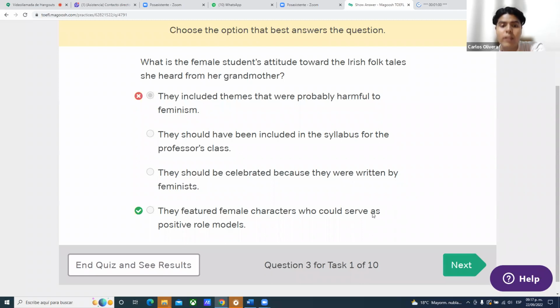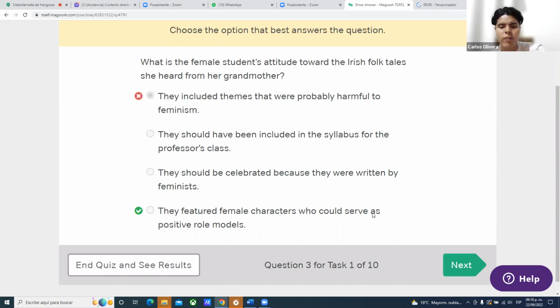Nonetheless, that they included themes that were harmful to feminism is not something that she particularly claims, right? This is actually something that the professor, I think, suggests that she could discuss, things that are harmful to feminism. I think that is something he mentioned at the end, but this is not what she says, right? It's different because what the professor suggests is different to the female student's attitude towards the Irish folk tales, right? And the way and the word choice she gives to this topic, I think it is very clear that the correct answer is the fourth one, right? So remember, intonation and word choice. And also her intonation was very much thoughtful when she discussed this topic.